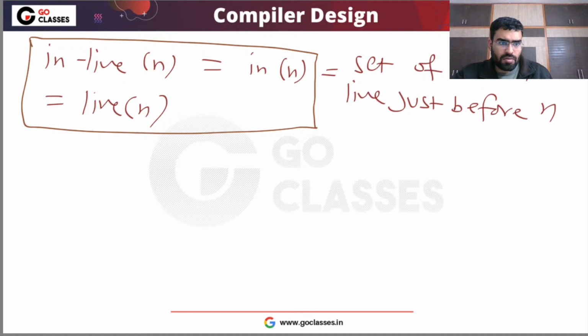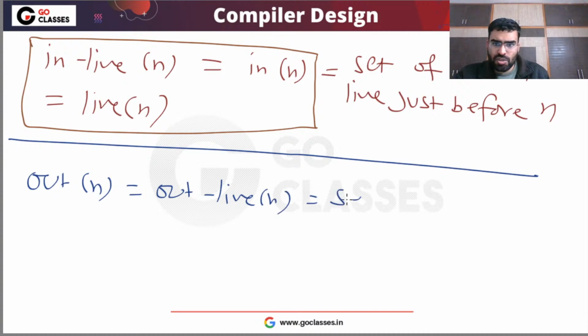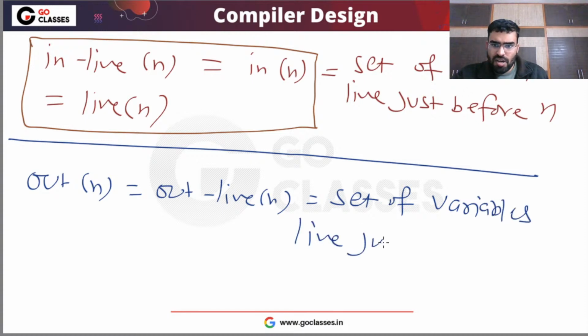Now what else do we have? Next we have something called out of n. This is also written as out live of n, and this is the set of variables live just after n. Okay, so these are some points.